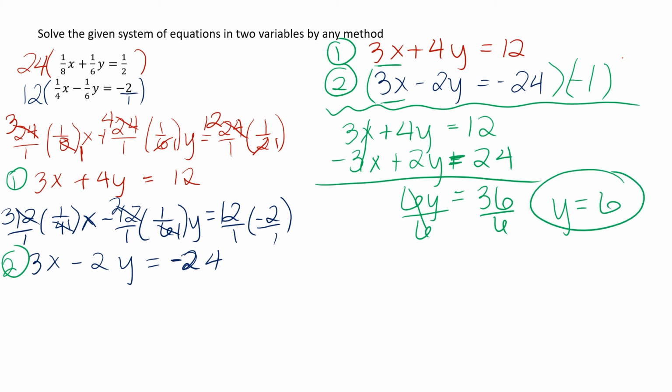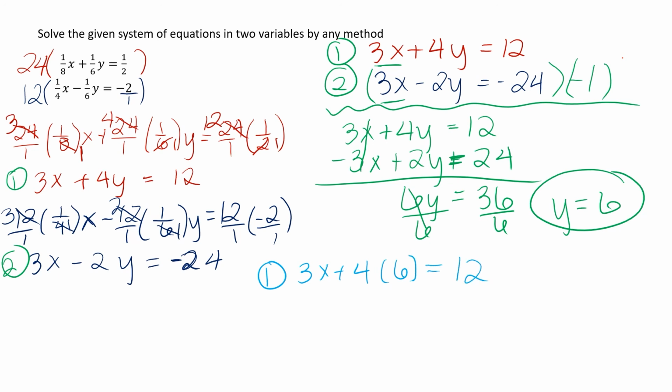Now I'm going to take this number and I'm going to plug it into 1 or 2. So let's do that. Let's use a different color. Let's use light blue. Okay, I'm going to take this y equals 6 and I'm going to plug it into one of my equations. I'm just going to plug it into number 1. I'm going to write it down just so I have a reference. Remember, y is my 6. I already figured that out, so I'm going to substitute it in.